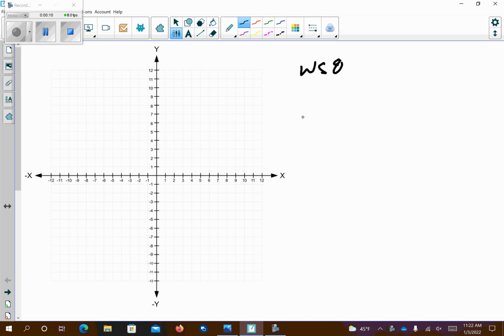Odd answers. So problem number 1, we have y is less than 1/2 x minus 3. So let's go ahead and graph that first. We have a y-intercept of negative 3, slope of 1/2. So up 1, right 2 from that point, and this will be a dotted line.